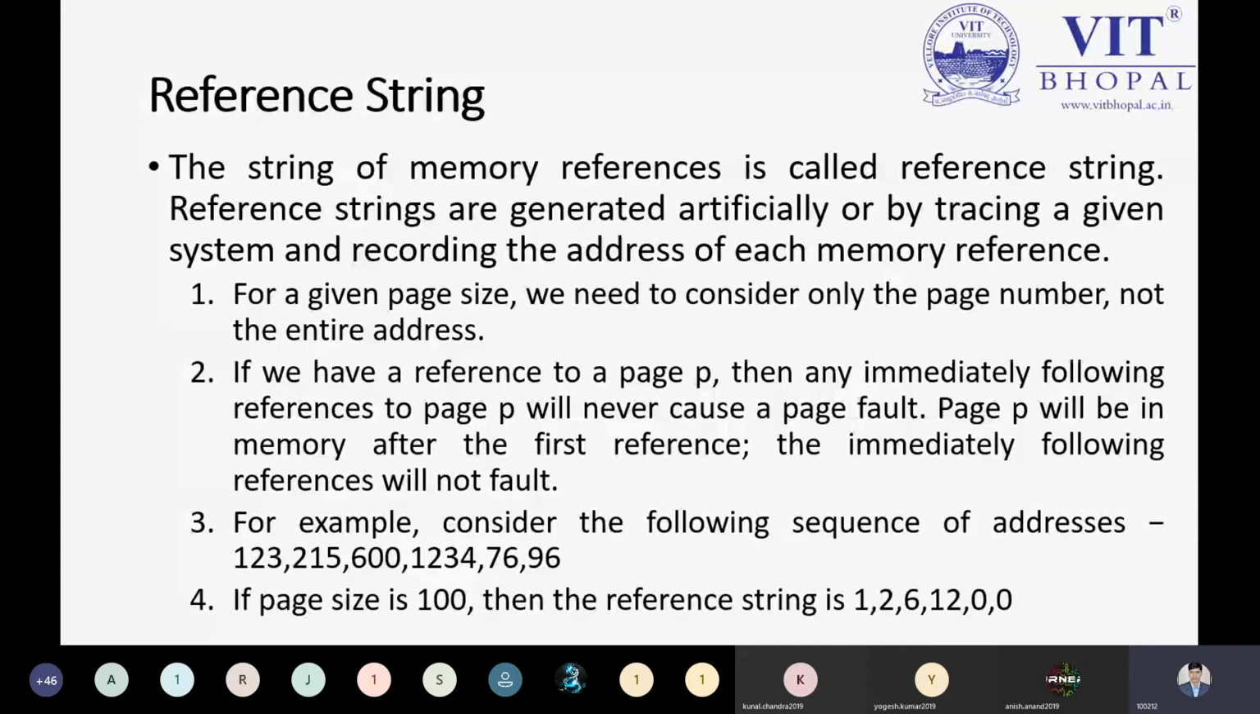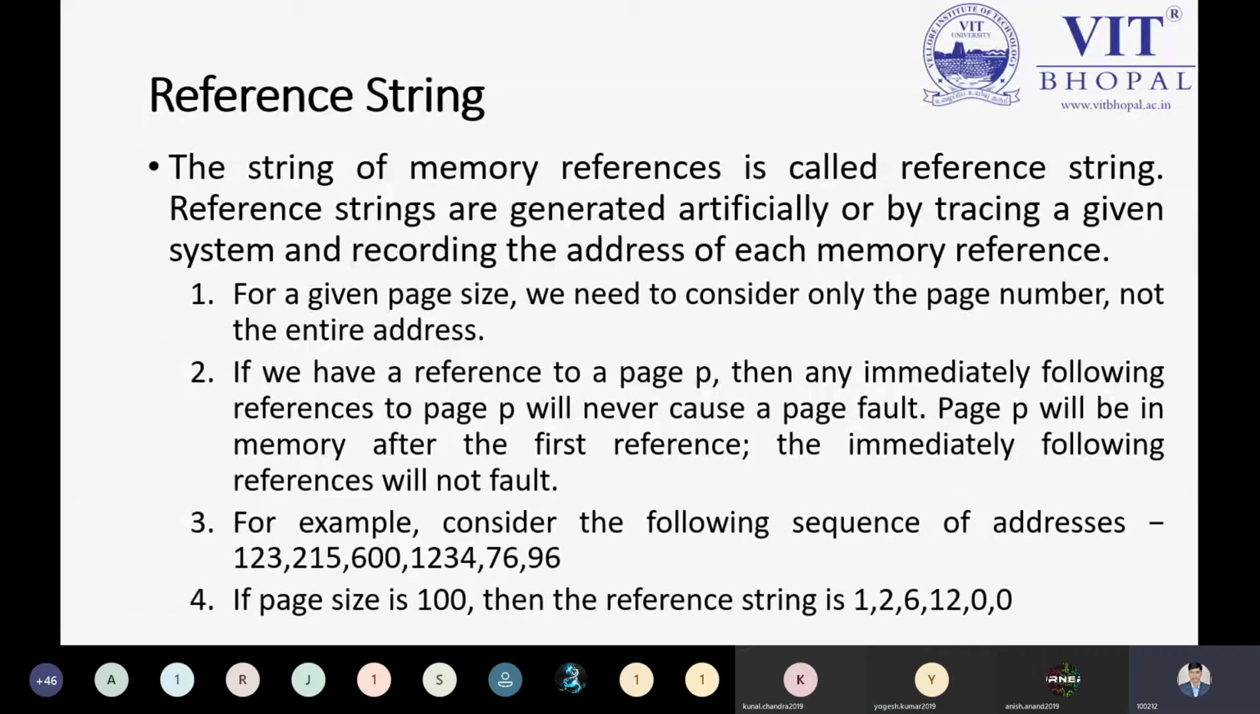Suppose we have a reference to a page P, then an immediately following reference to page P will never cause a page fault. Page P belongs to the page number, and page size is the page size. This is the point we need to keep in mind: when the first page is coming to the memory, there is no guarantee that a page fault will not occur on the first time.